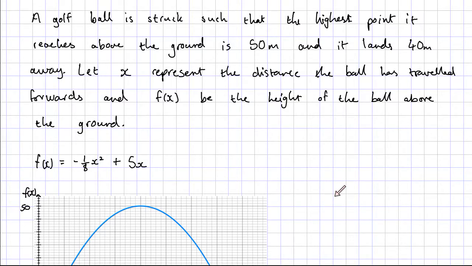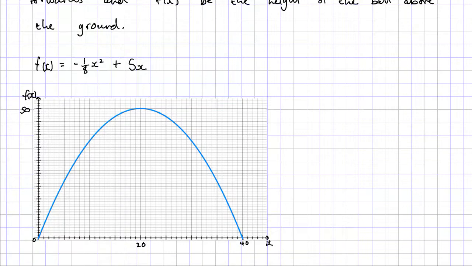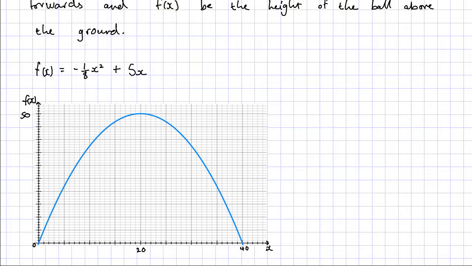Okay, so this is what the graph will look like. So the ball is traveling forwards this way, and this is the height of the ball. Okay, and it goes down. Now what can we do in terms of differentiation and this graph and what it means in our example? Okay, so let's differentiate this first and see how that's going to work.